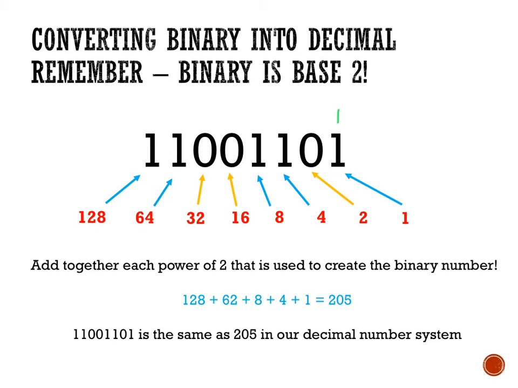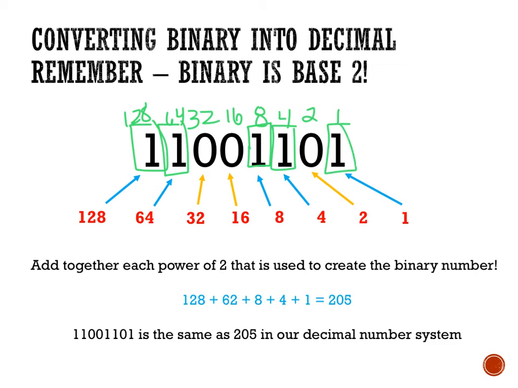2 to the first power is 2. 2 to the second power is 4. 2 to the third power is 8. Then 16, 32, 64, and 128. And you can see I also labeled those on the bottom. And then I go through and I add together where I actually have a 1. So I have 1 times 128, 1 times 64, 1 times 8, 1 times 4, and 1 times 1. And you can see this along the bottom.